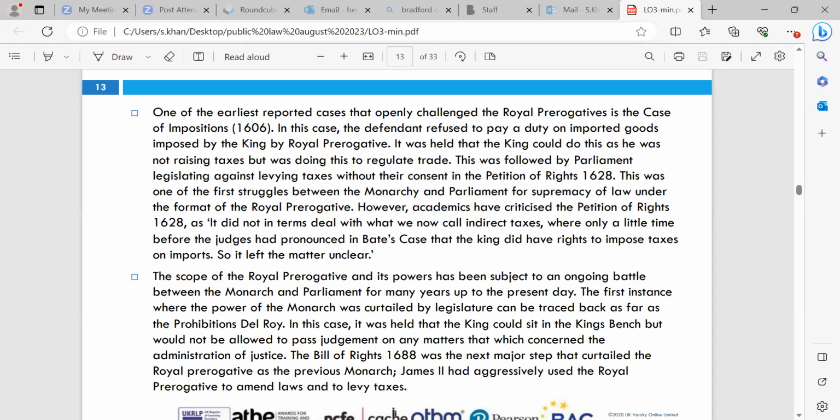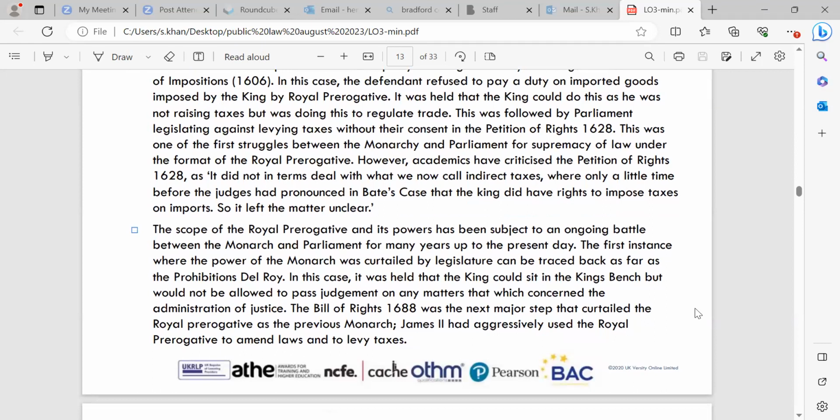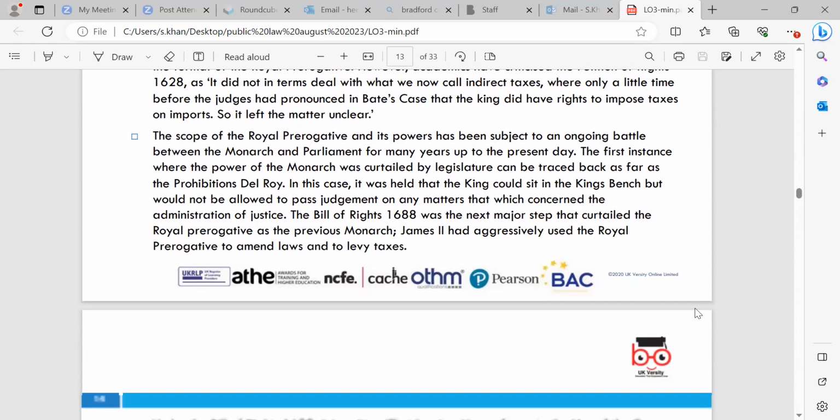The first instance where the power of the monarch was curtailed by legislature can be traced back as far as the Prohibitions del Roi. In this case, it was held that the King could sit in the King's Bench, but would not be allowed to pass judgment on any matters which concerned the administration of justice. The Bill of Rights 1688 was the next major step that curtailed the royal prerogative, as the previous monarch James II had aggressively used the royal prerogative to amend laws and to levy taxes.